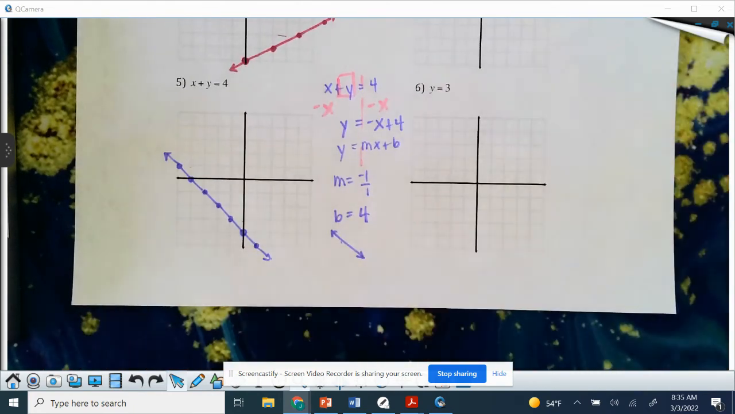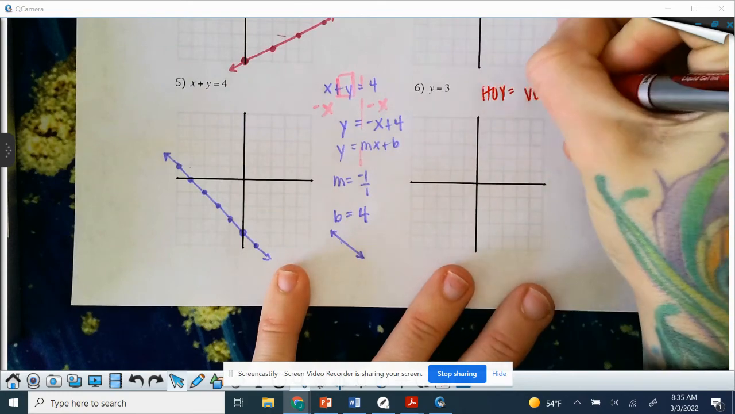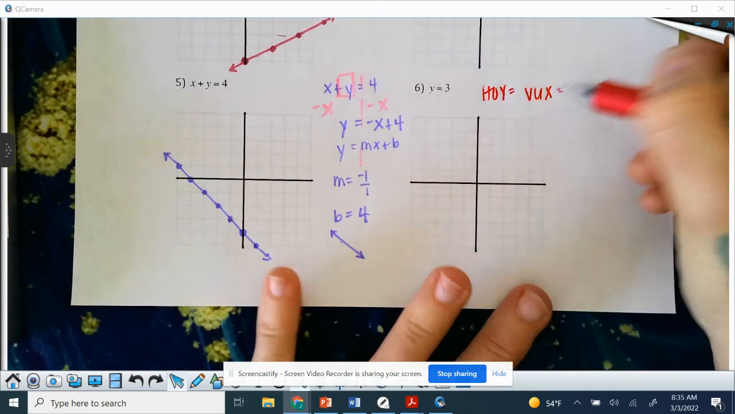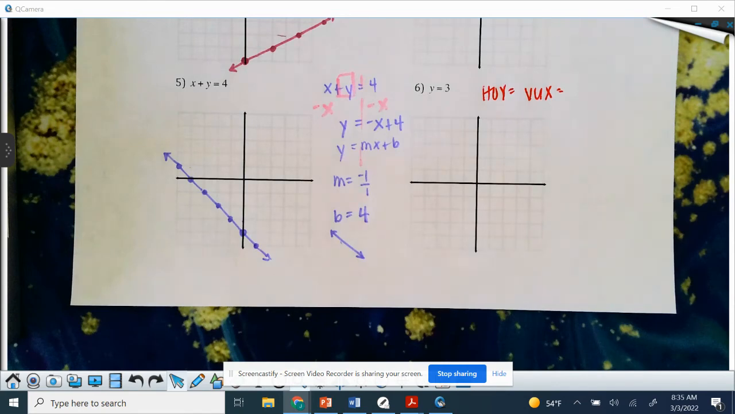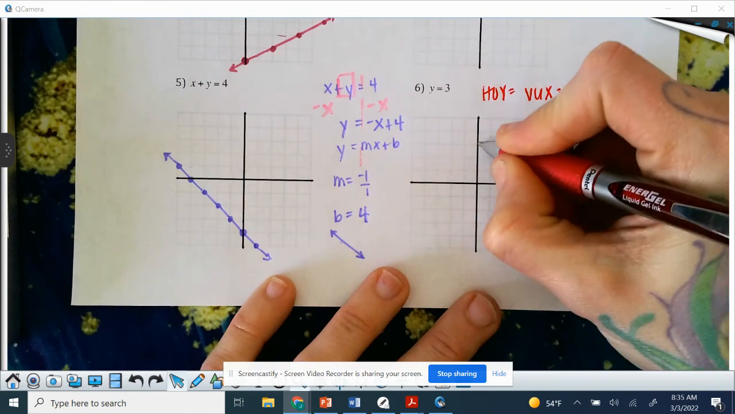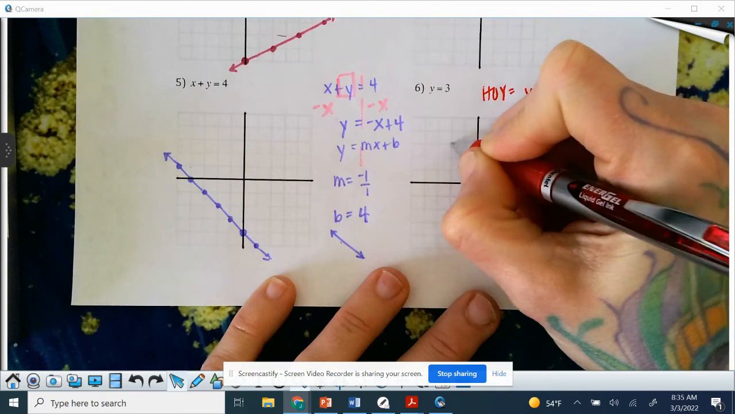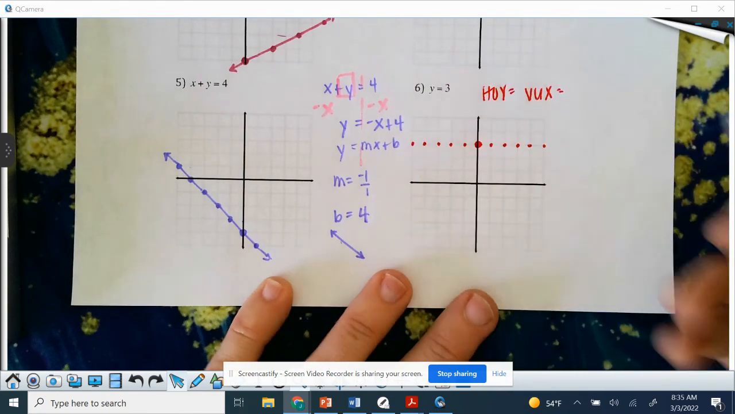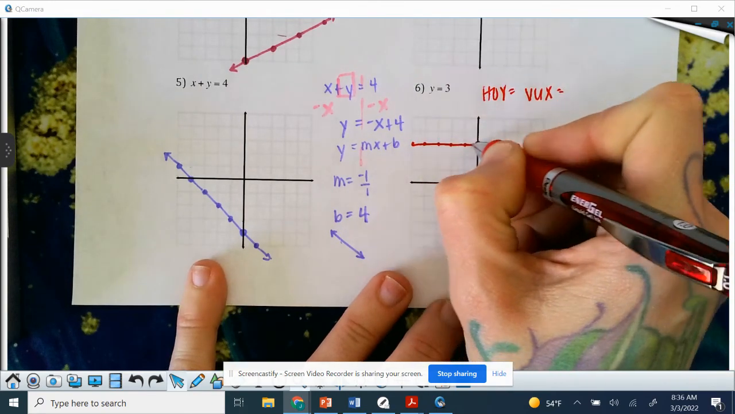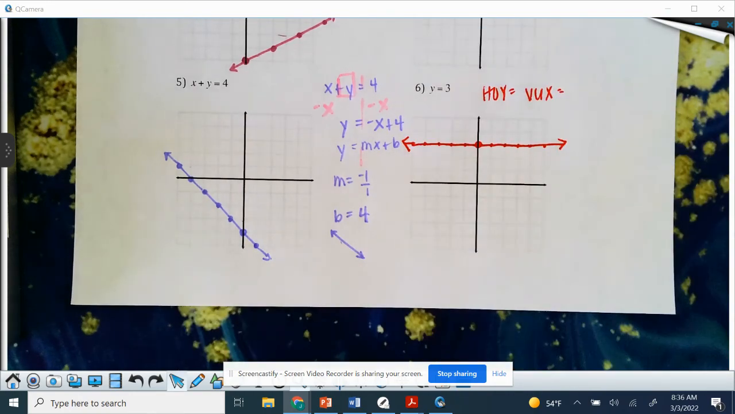Now, number 6, this is my favorite because they're the easiest. You don't have to count much. You just have to remember Hoy Vux. So Hoy Vux. This is a y equals, so it's a Hoy. A Hoy is horizontal, 0 slope, y equals equation. It's a y equals 3, so we're going to go to 3 on the y-axis. And we know that every x value is going to have a 3 as our output, because input is x, output is y. And then just connect. Horizontal line, so going left to right.